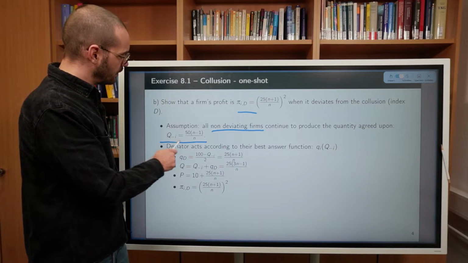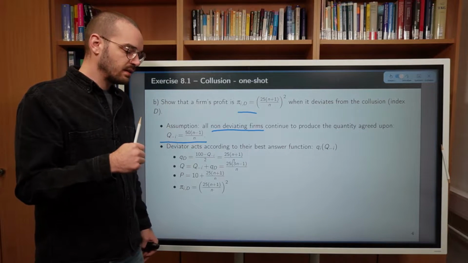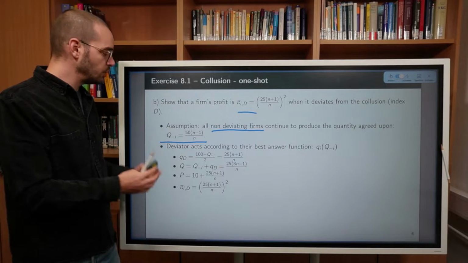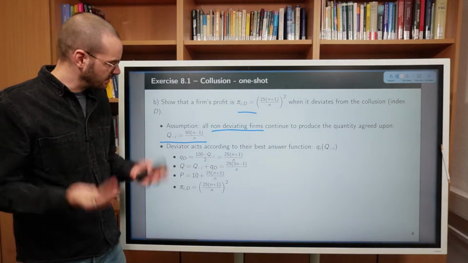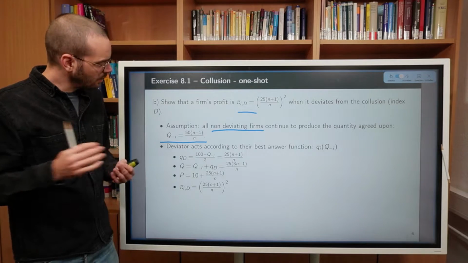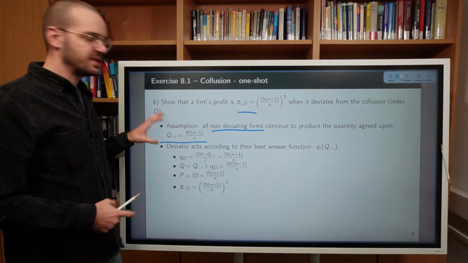So we now know that the quantity of all other firms, so Q with an index of minus i, reads 50 times (n minus 1), all divided by n. Okay, so that's the quantity of all other firms.